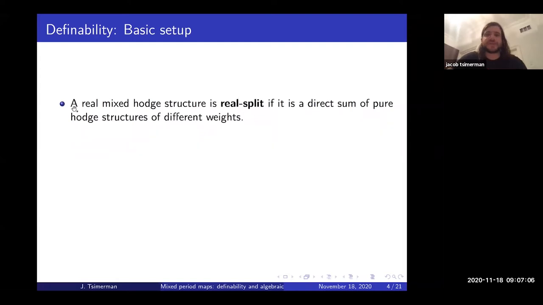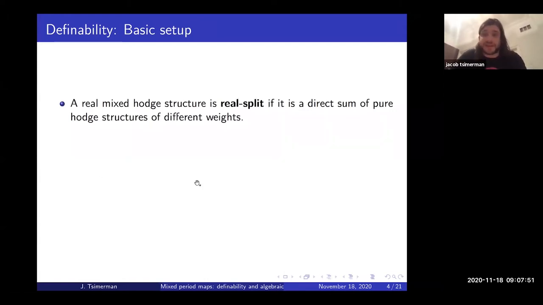The word real here just means that in the definition, instead of requiring that our lattice and our W, our weight filtration, are defined over Z, you forget the Z structure and you only remember the real structure. So only the lattice tensor R and the weight filtration tensor R. And then you say that your real mixed Hodge structure is real split. This is some special property of mixed Hodge structures over R or Z. The idea is that you can write it as a direct sum of pure Hodge structures of different weights. So if you can take a bunch of pure Hodge structures, direct sum them, and the induced weight and Hodge filtrations give you something isomorphic to your mixed Hodge structure, you say that it's real split.